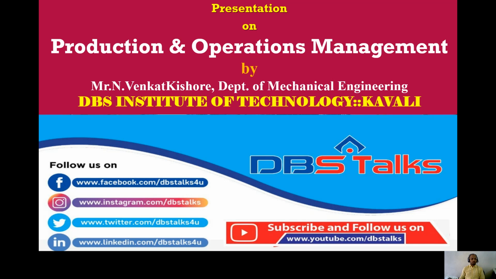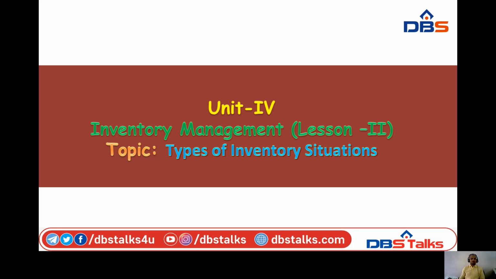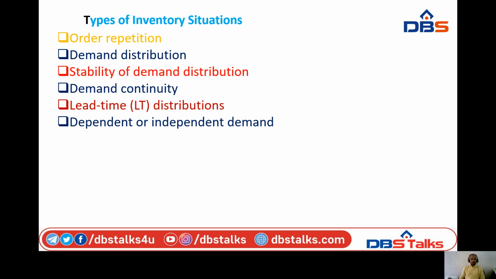Today we are going to take up the class on types of inventory situations which are to be in the inventory management system. So, what are the types of inventory situations? Order repetition, demand distribution, stability of demand distribution, and demand continuity, lead time distributions, dependent or independent demands.